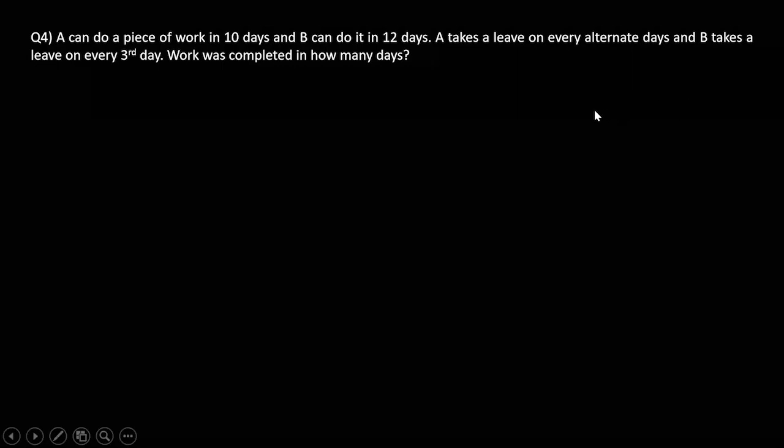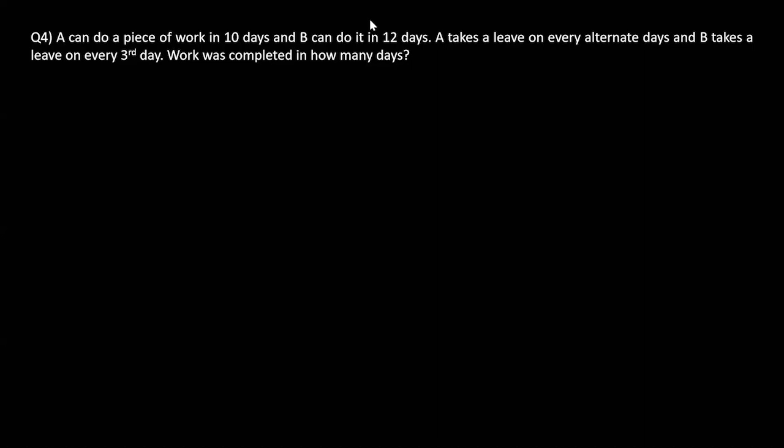Again, not a very, very difficult question. So let's try this out. A can do a piece of work in 10 days and B can do it in 12 days. That's what the question is talking about. Now, A takes a leave on every alternate day and B takes a leave on every third day. Work was completed in how many days is what the question is, right?